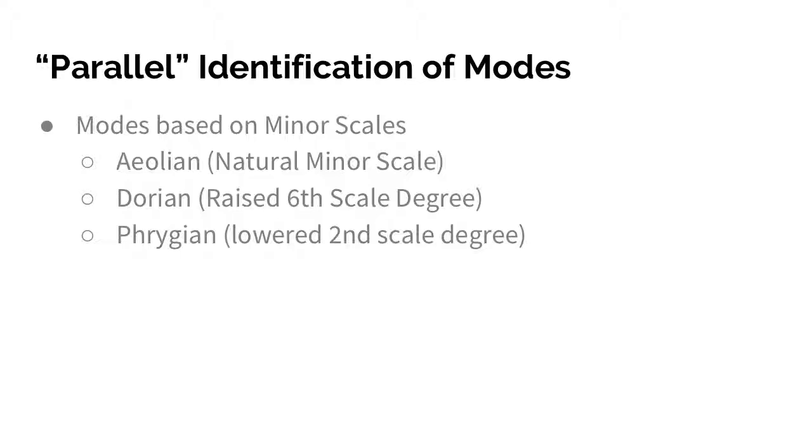Then we have key modes that are based on the minor pentachord, okay, which remember the pentachord is the first 5 scale degrees of the minor scale. So Aeolian is what we know as the natural minor scale. Dorian is our natural minor scale with a raised 6th scale degree. So do, re, mi, fa, sol, la, te, do. And Phrygian has our lowered 2nd scale degree, which is do, ra, mi, fa, sol, le, te, do.